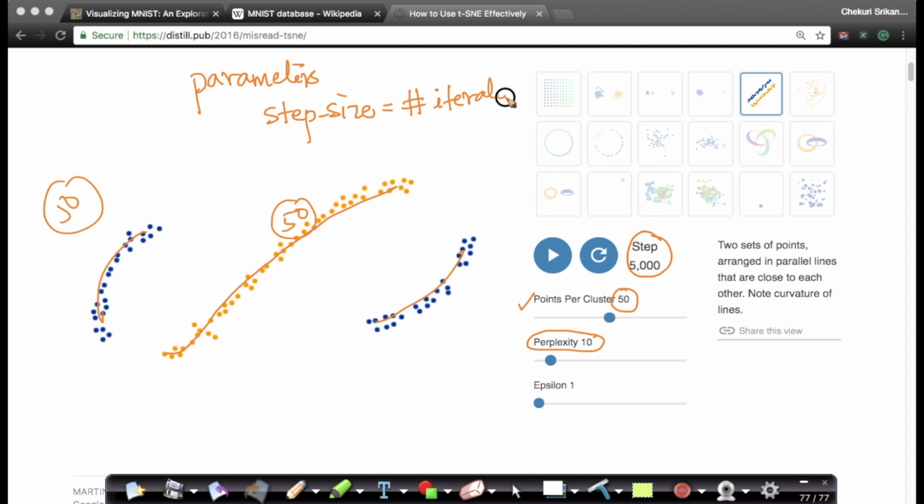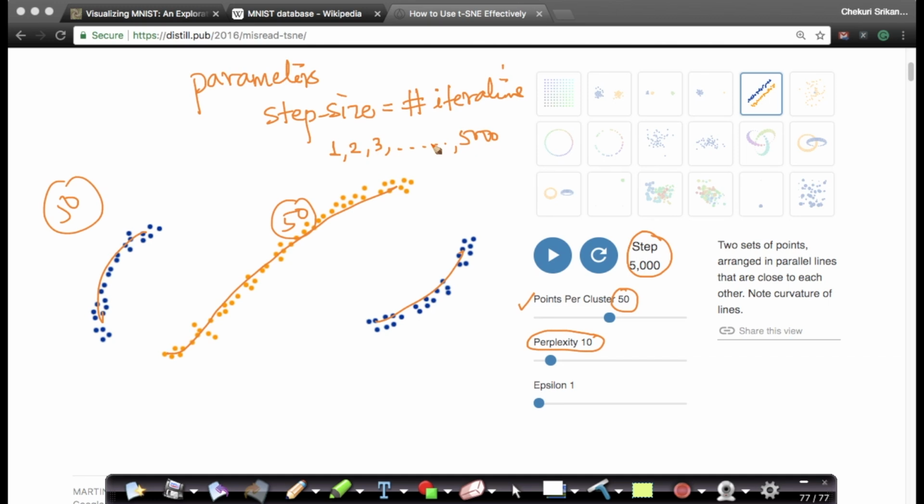So just remember that with every iteration, you're going to find a better solution, right? The more the iterations, because, as I told you, t-SNE is an iterative algorithm, where first it'll iterate through all the points in iteration 1, iteration 2, iteration 3, and in this case, we go up to iteration 5000, right? And in every iteration, it tries to find a better solution.